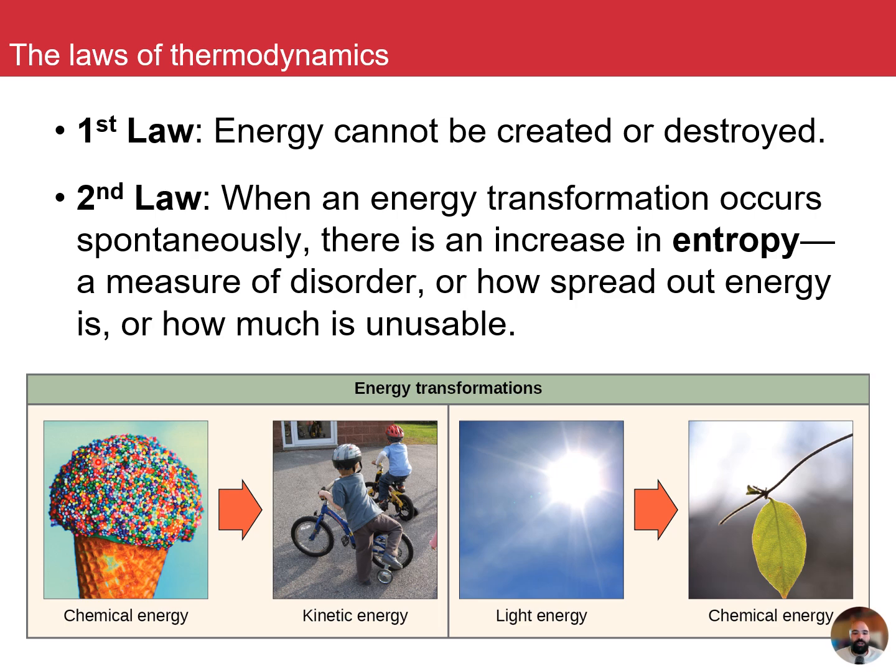Right? Food that we eat that has chemical energy in it, we use that energy to move our bodies around. Chemical energy just gets transformed into kinetic energy. Light energy from the sun is transformed into chemical energy by plants via photosynthesis.